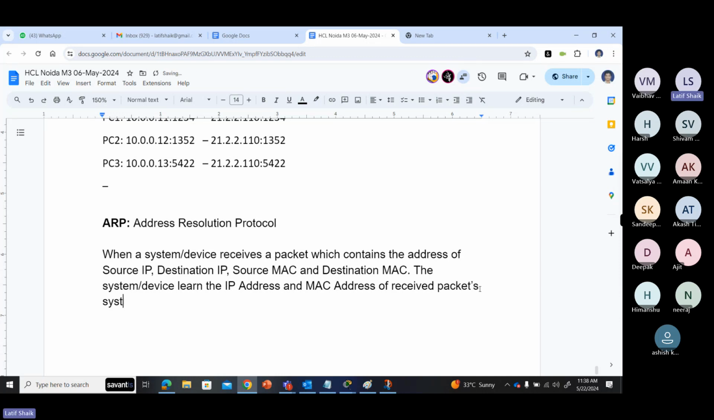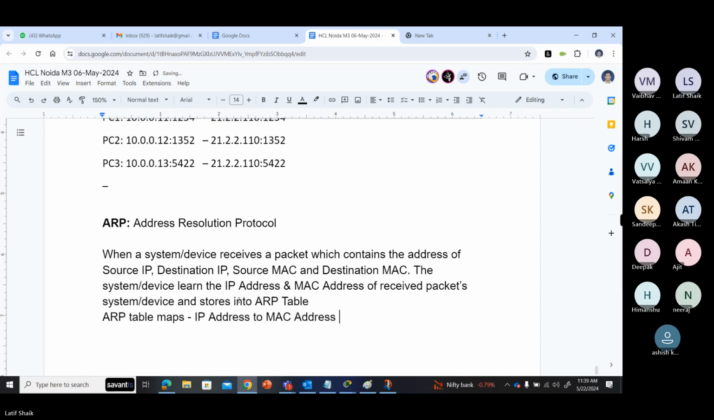The system or device receives packets and stores them into the ARP table. The ARP table maps IP addresses to MAC addresses. So simple, a hyphen is enough. The ARP table contains the IP address and MAC address related to the destination, that is, the remote.